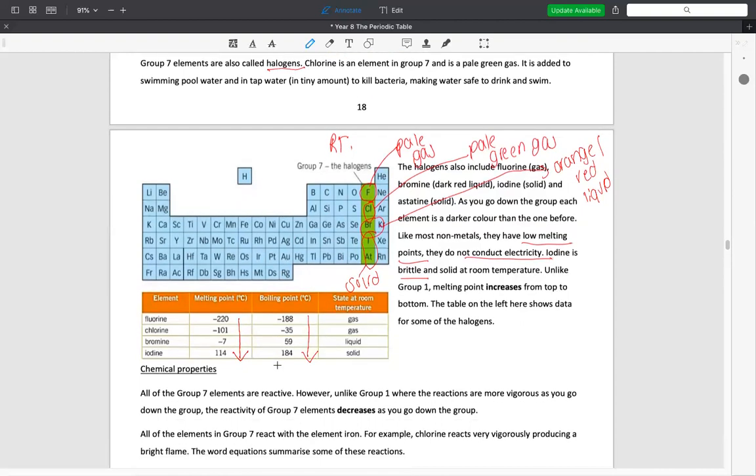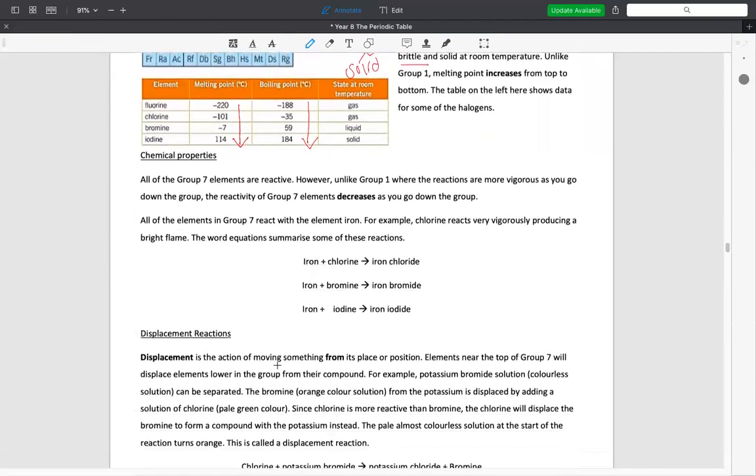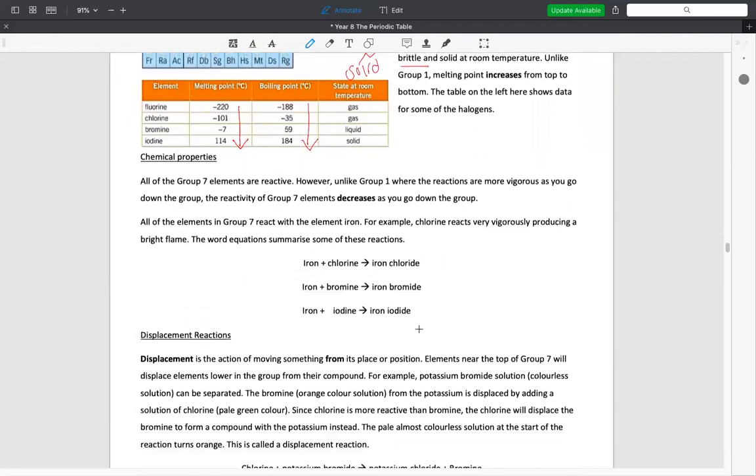And then moving on to look at the chemical properties. Unlike group 1, where the reactions get more vigorous as you go down group 1, in group 7, the elements become less reactive as you go down. So the reactivity of group 7 elements decreases as you go down the group.